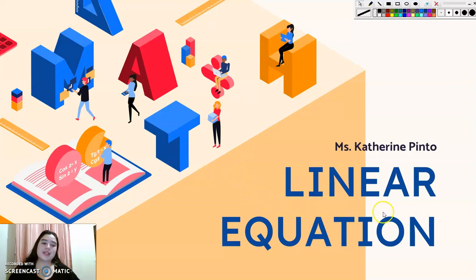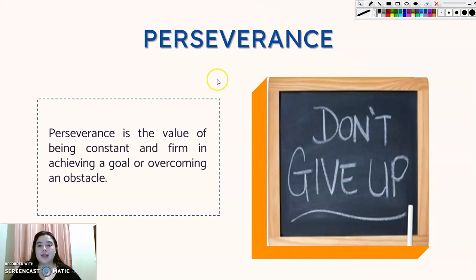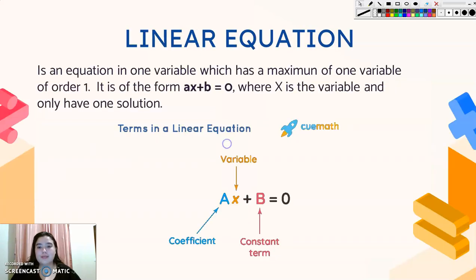This week we are going to see linear equations. So let's start. But first, remember our value for this month, perseverance. What perseverance means is the value of being constant and firm in achieving a goal or overcoming an obstacle. Don't give up and remember to practice this important value all your days, okay?